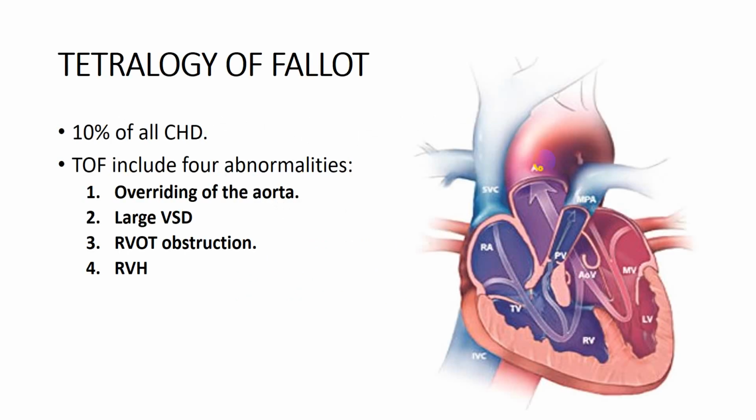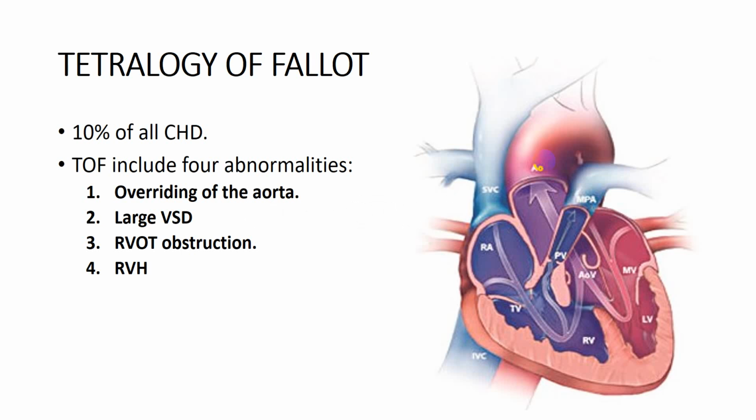Cyanotic congenital heart disease, the most common and frequently seen, is the Tetralogy of Fallot. Tetralogy of Fallot accounts for 10% of all congenital heart disease and is the most common cyanotic congenital heart disease in children.